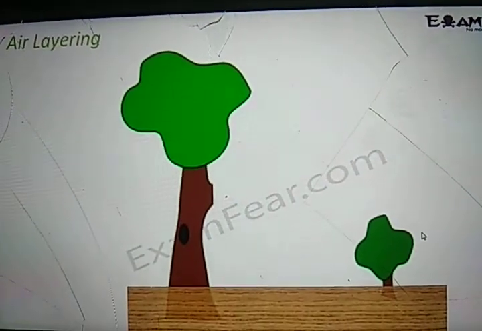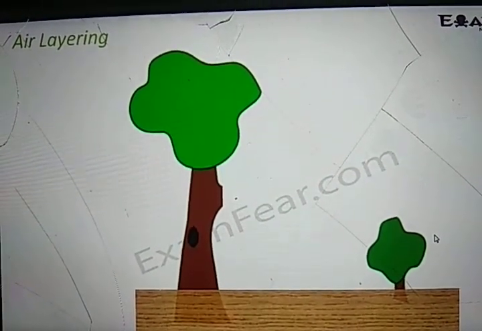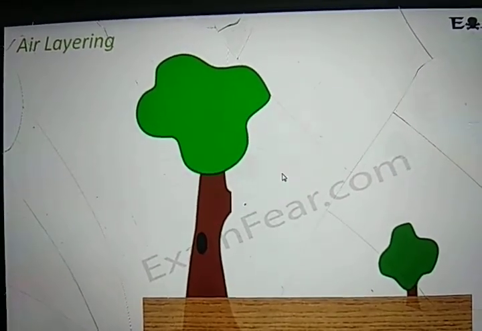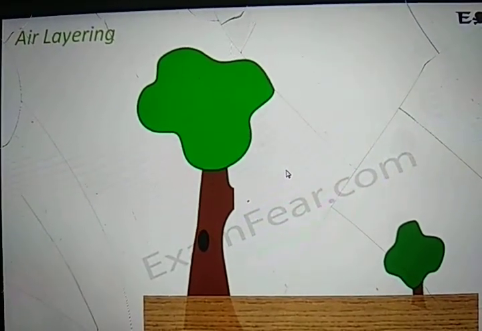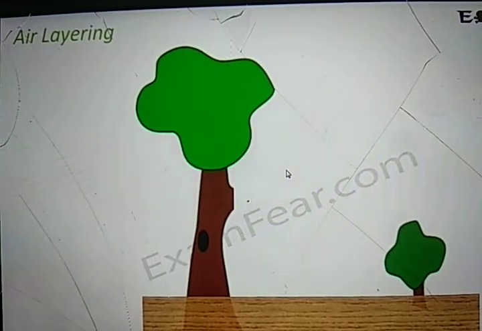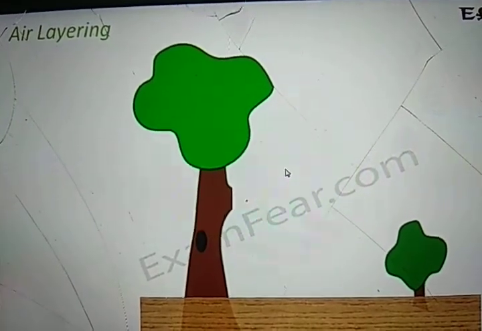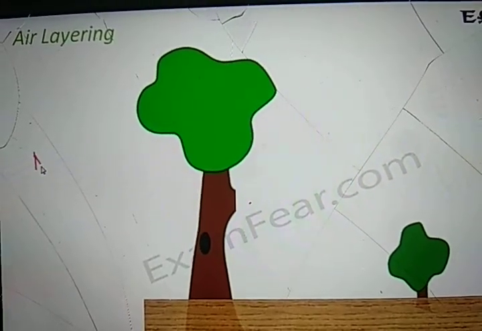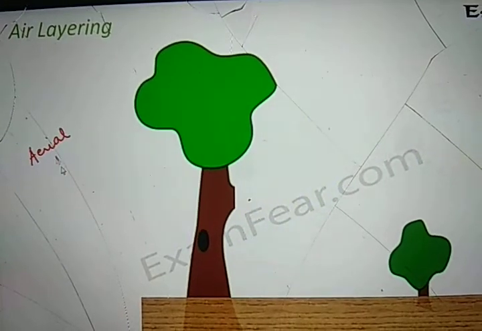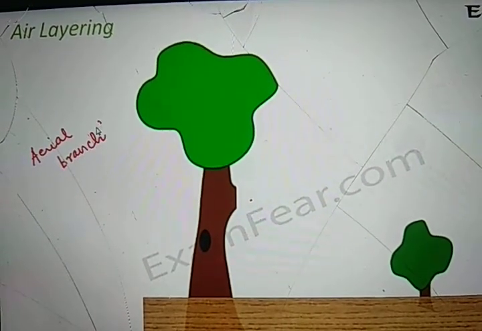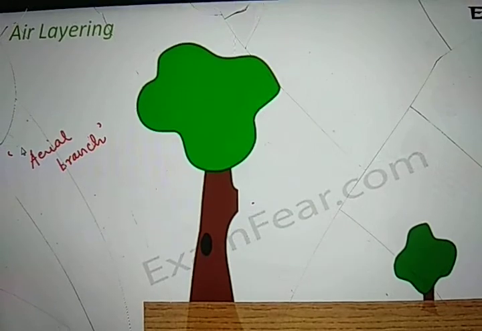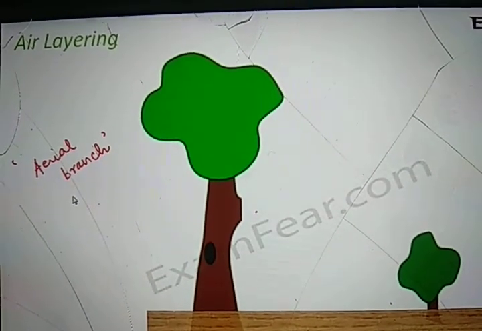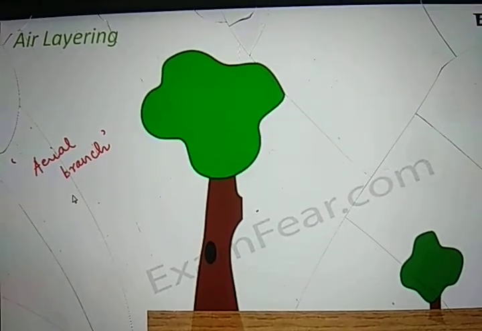In fact, a huge variety of plants can be grown by this method. So why is this called air layering? Because this entire process is in air. It means you did not pull the branch to the soil. The branch remains as it is. It is an aerial branch and it remains in the air. Since it happens with an aerial branch while it remains in air, that is why it is called air layering. And why is it called layering?